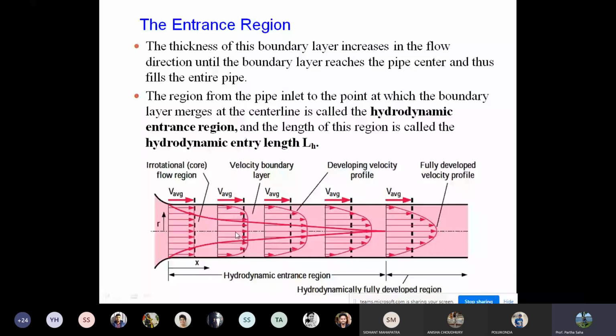The boundary layer converges to a point, and then the whole region is called fully developed. Now the boundary layer has come together, so this length is called the transition length. It is also called the hydrodynamic entrance region, same as the transition length. And that's hydrodynamically fully developed. This is my fully developed region. So let's look into this.